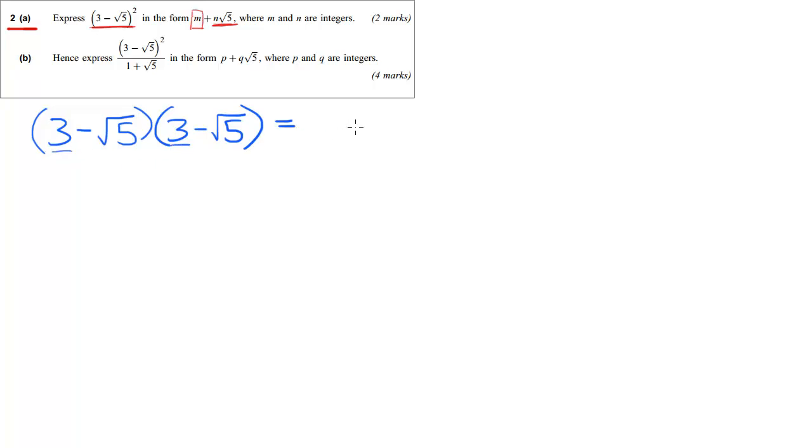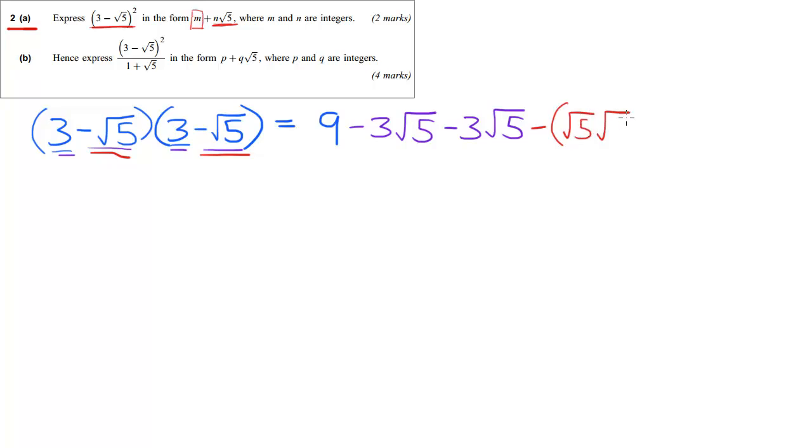We'll do 3 times 3, which is 9, and then 3 times minus root 5, so we get minus 3 root 5. Then minus root 5 times 3, the same thing again, so minus another 3 root 5. And finally we have minus root 5 times minus root 5. Those of you familiar with surds will be able to do this straight away, but what I'm going to do here is go minus root 5 times by root 5.